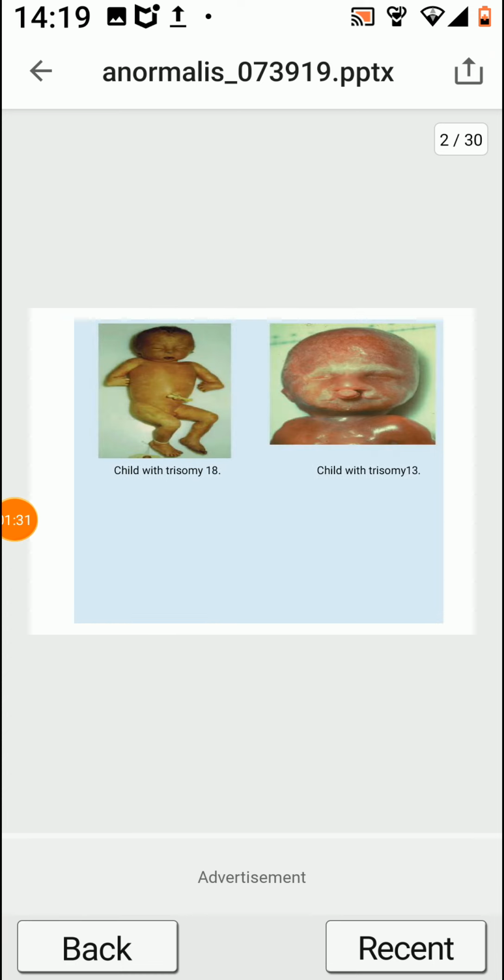So here we're having two children having trisomy 18 and trisomy 13. As you can see, trisomy arises by an addition of a chromosome. So both of these two are having trisomy but of different kinds.